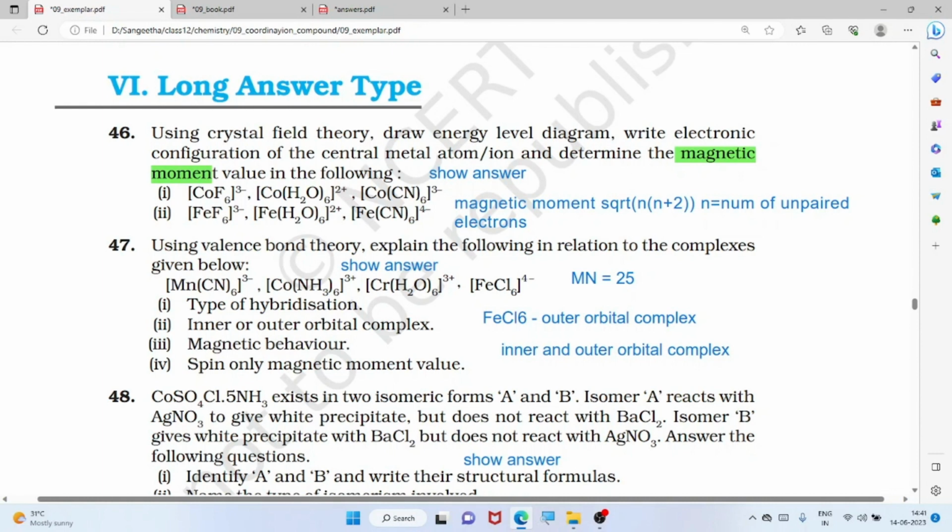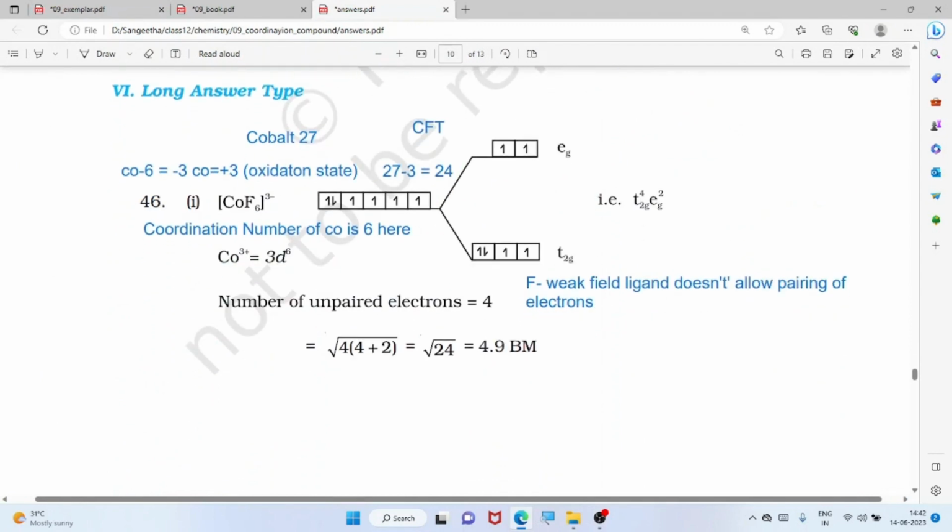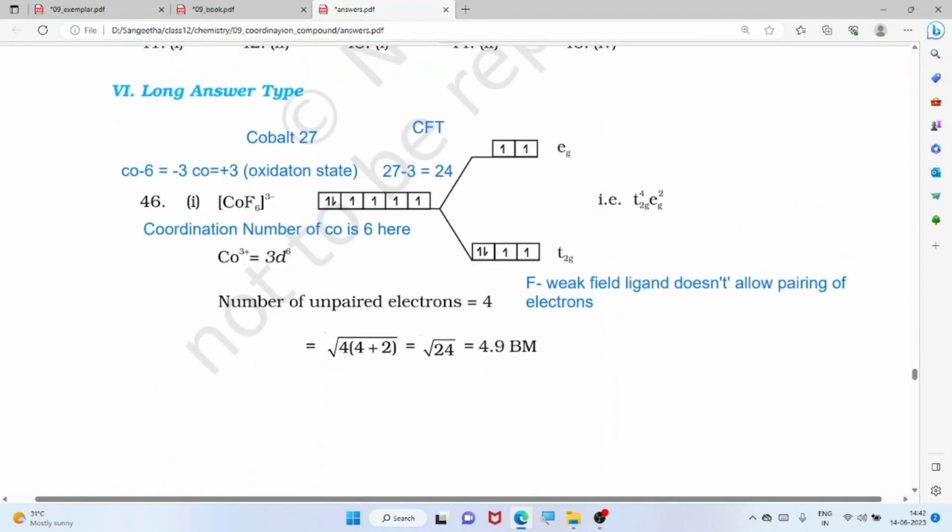The magnetic moment formula is the square root of n into n plus 2, where n is the number of unpaired electrons. I already showed it in my notebook. Question 46. Okay, this is the atomic number of the cobalt.